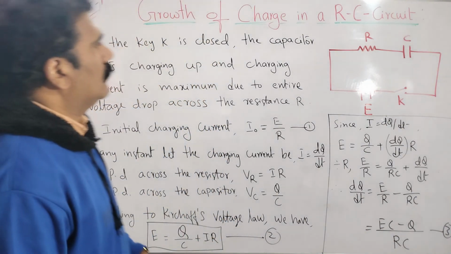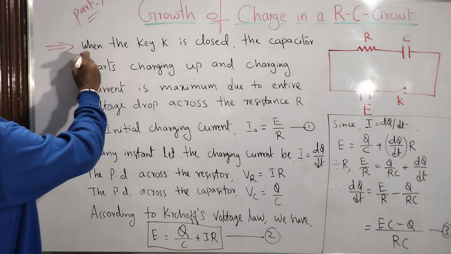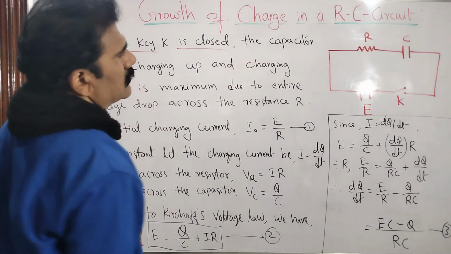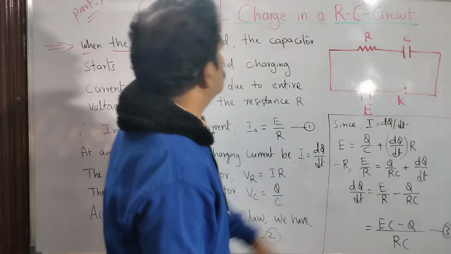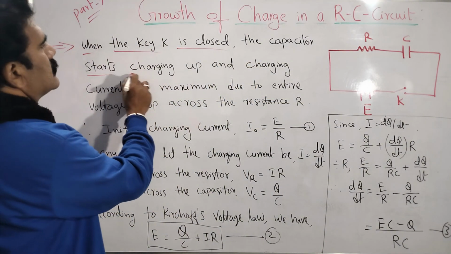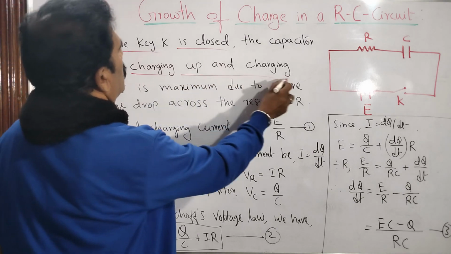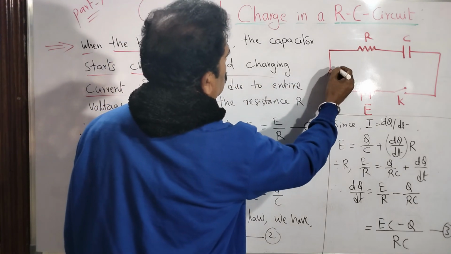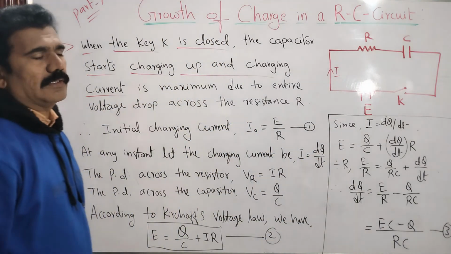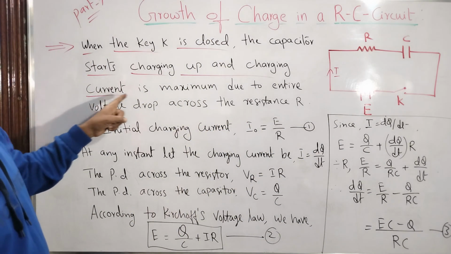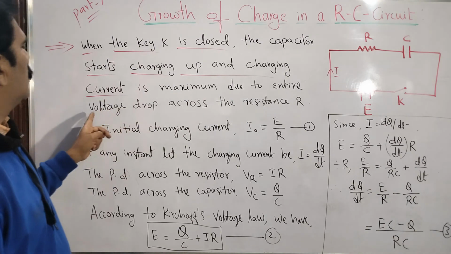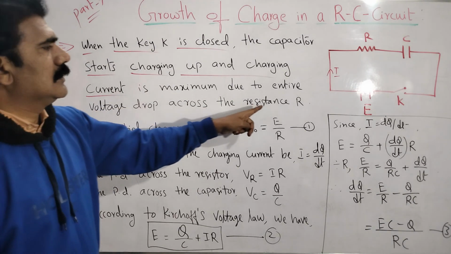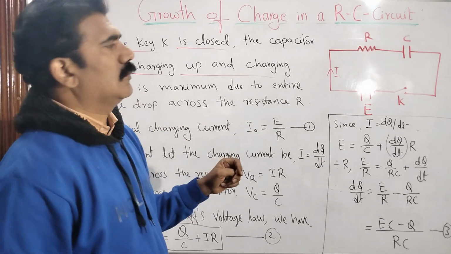Now look at the point here. When the key K is closed, the moment you press the key, the capacitor starts charging up, and whatever current is passing through the circuit is called the charging current. The charging current is maximum due to the entire voltage drop across the resistor R. What do you mean by that?